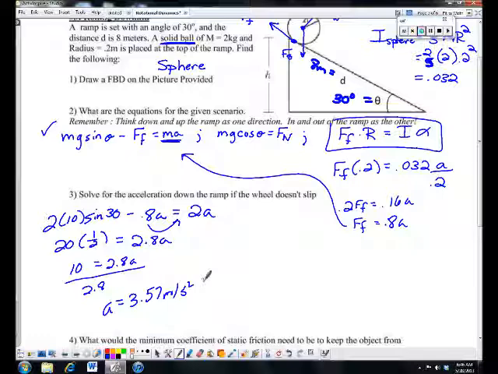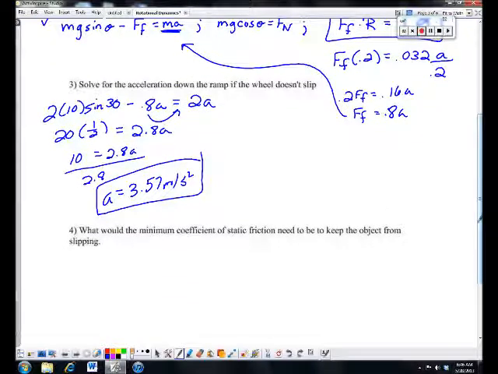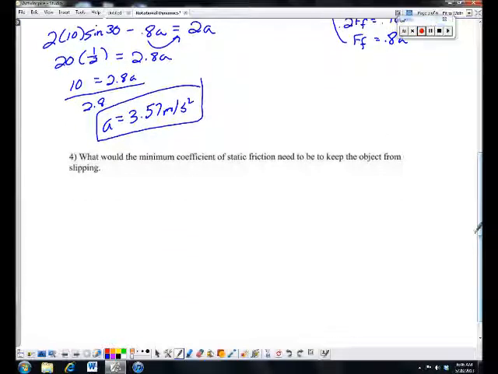Now, if you take a look at something real quick, if I had just done g sine theta, which is 10 times sine of 30, that is 5. Notice I'm rotating much slower. I'm accelerating much slower than I would be if I'm sliding. That's an important difference. When you roll down a hill, you will not travel as quickly as when you slide down one.